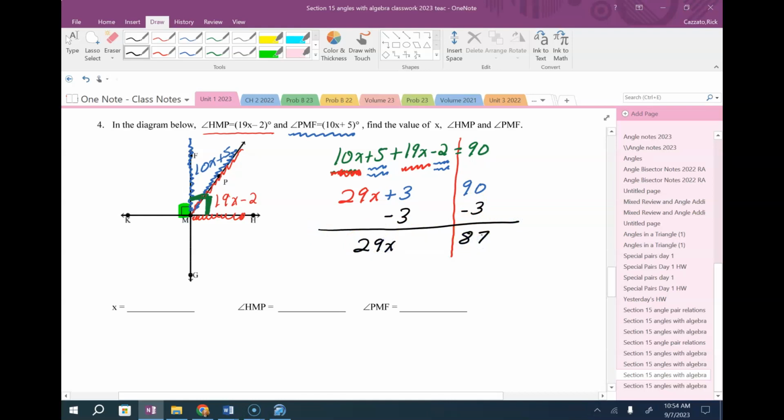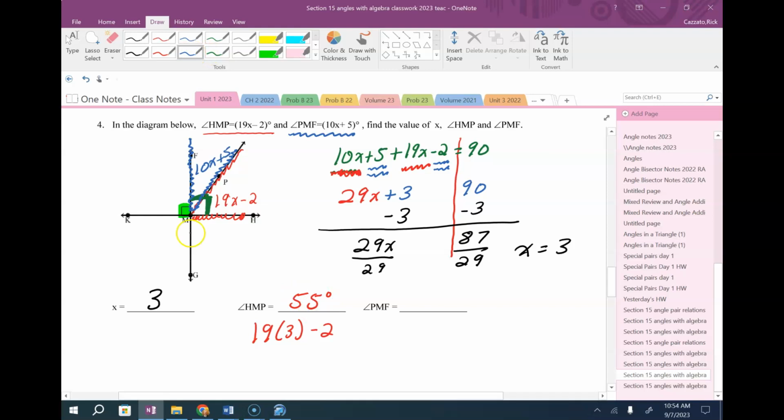And then 87, I'm going to use my calculator. I'm going to divide it by 29. So divide both sides by 29. And I'll come up with x to be equal to 3. I also need to find angle HMP, which is the red angle. So I'll say 19 times 3, take away 2. So 19 times 3 minus 2 on my calculator is 55 degrees.